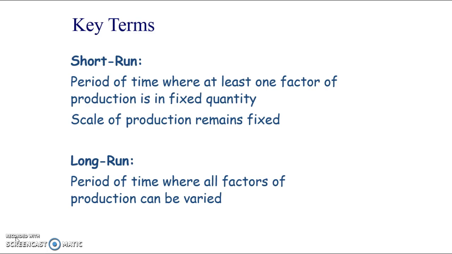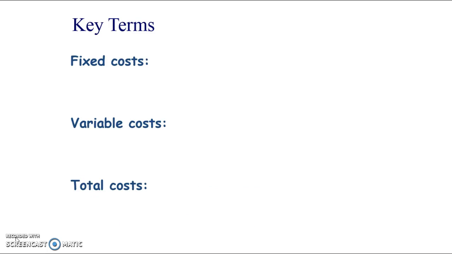And so the long run is the period of time when all factors of production can be varied in terms of the quantity they have. So you can change your scale of production. And then this links into macroeconomics as well, like short run growth being an increase in aggregate demand, whereas for sustainable long run economic growth, you need an increase in that long run AS curve. So the key terms, more key terms: fixed costs and variable costs.